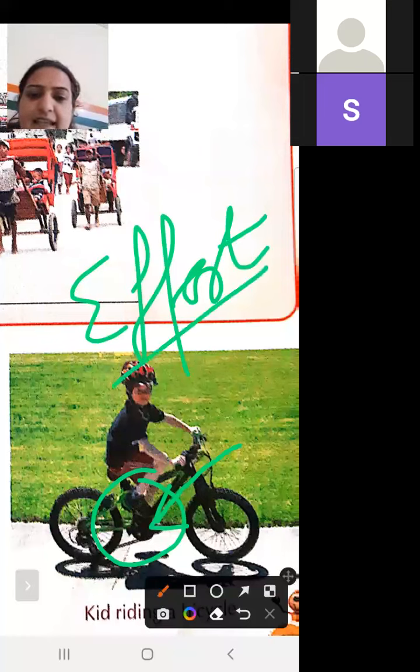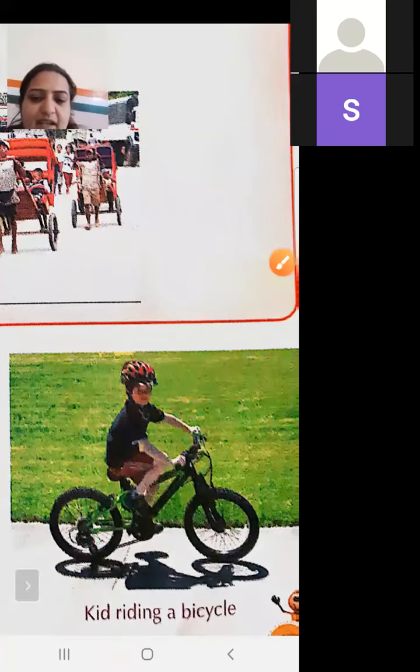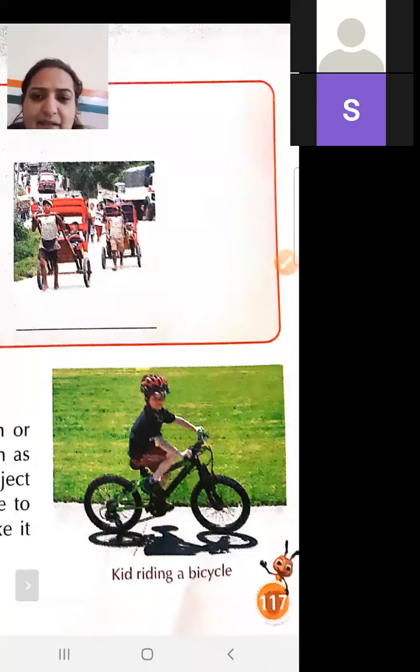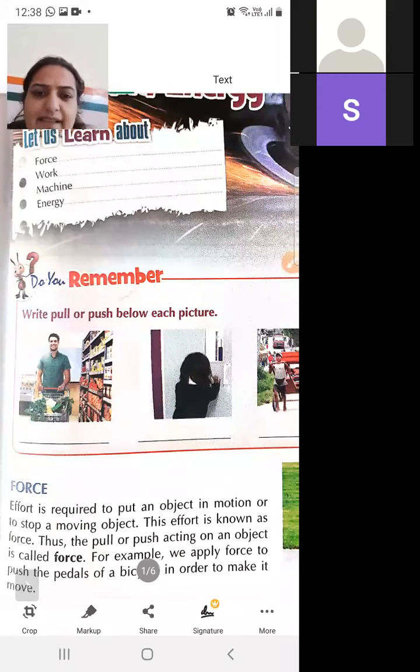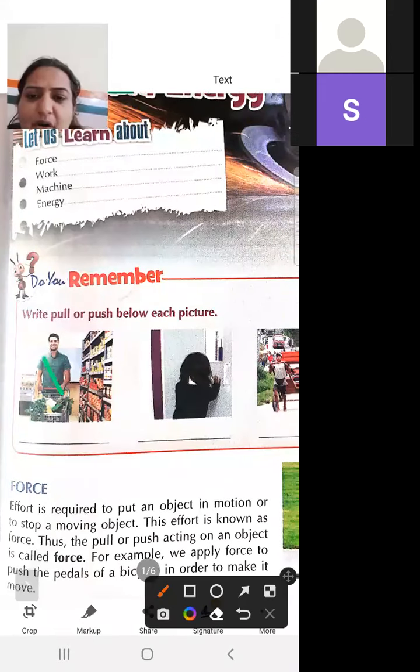Effort. And this effort is called force. And what are the examples of force? To move or to ride a bicycle, we require force. So the conclusion is, what do you mean by force?